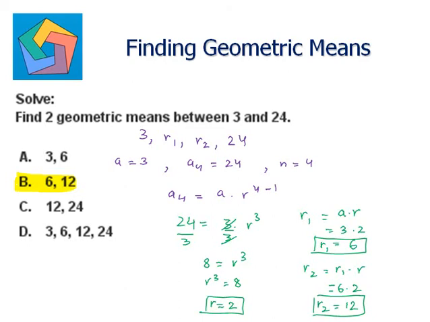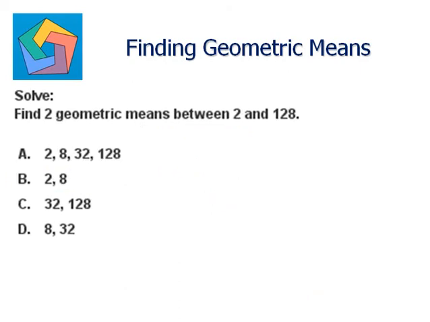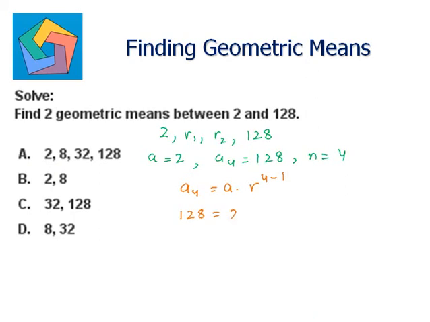Next problem. Solve. Find two geometric means between 2 and 128. So I have 2, r1, r2, 128. a becomes 2, a4 becomes 128, n becomes 4. I have a4 as a times r raised to the power 4 minus 1. 128 is equal to 2 times r cube, dividing by 2. 64 is equal to r cube, since 2 times 64 is 128, or we can say r cube is 64. Taking cube root both sides, I get r as 4.